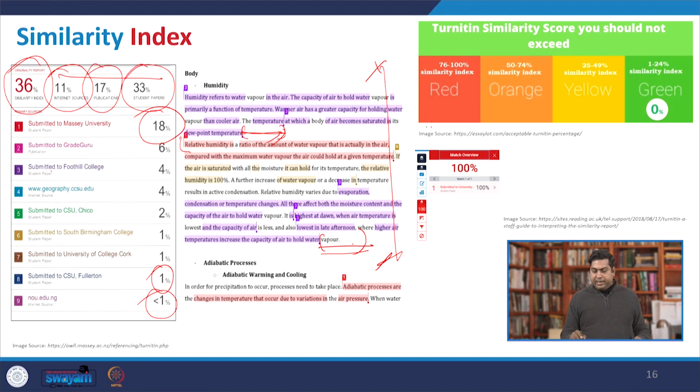Turnitin by default gives some sort of range, 1 up to 24, showing green, yellow, orange and red as similarity percentage. In some cases you may also get 100%. In this particular case, it is a ditto copy of the same document, line by line the same, and only then will it come as 100%.